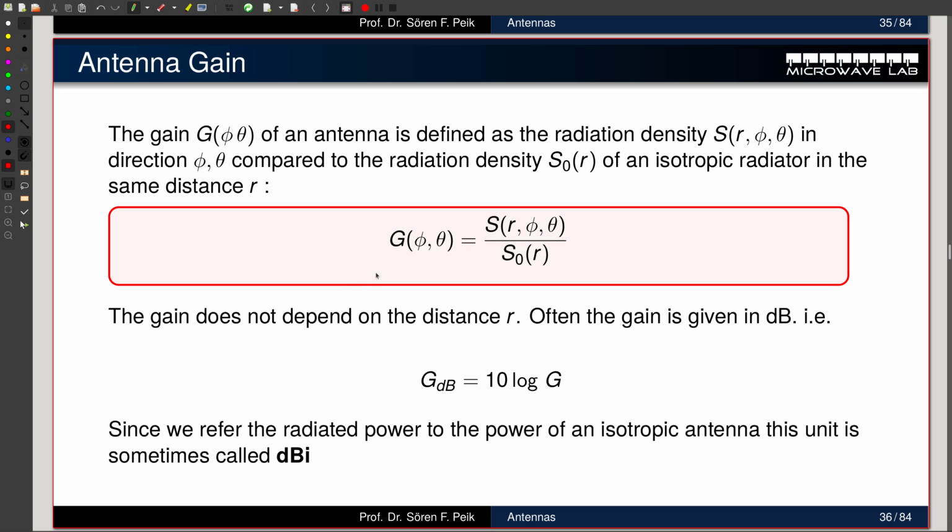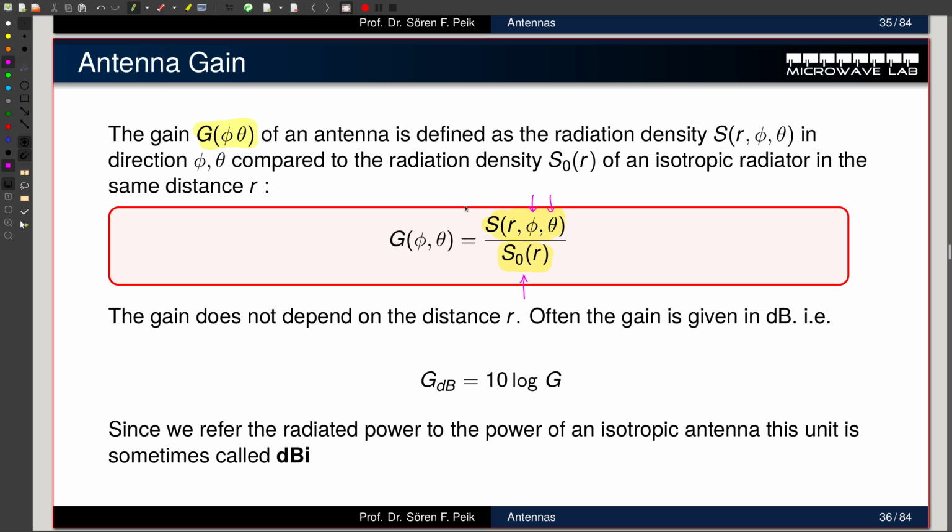How to quantify this? Well, besides the directivity, there's something defined called the gain. The gain of the antenna, capital G, is defined by this equation: the power flux density in direction phi and theta compared to the power flux density of an isotropic antenna. That means when I look in some direction phi, theta, and I measure, let's say, 300 milliwatts per square meter, and my isotropic antenna, when I replace the real antenna with an isotropic antenna, would only give 100 milliwatts per square meter, then my antenna gain is 3. It's a dimensionless number. It's just a factor.